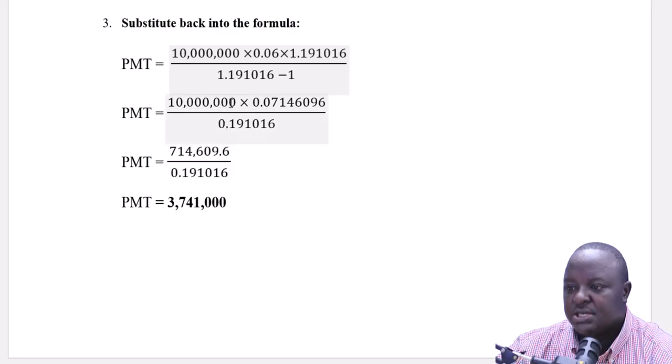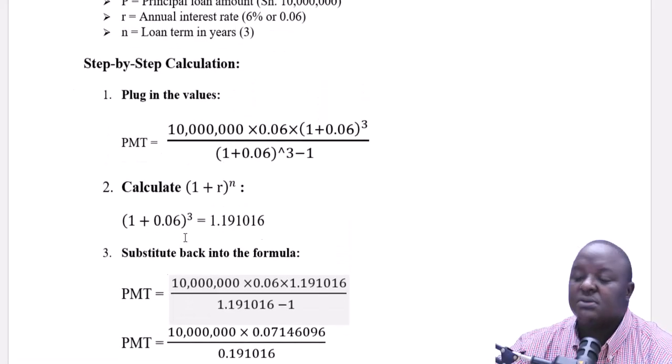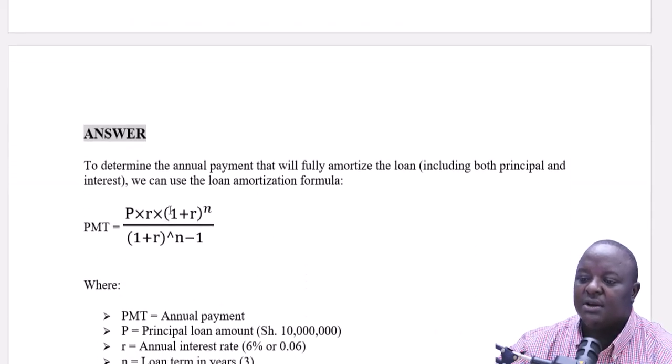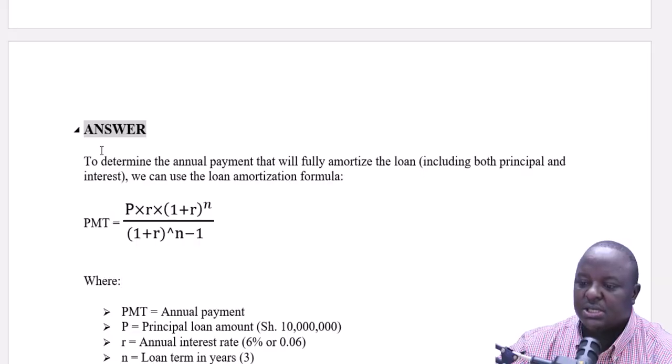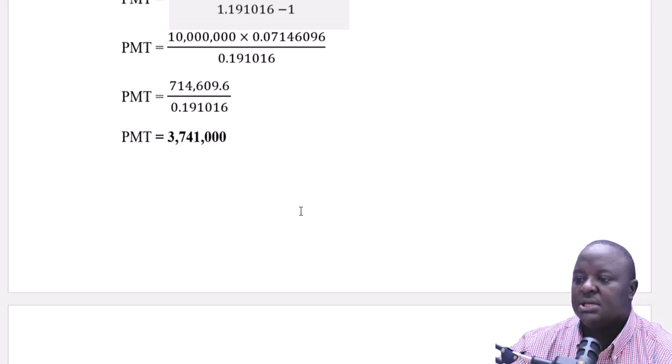So you'll get 10 million times 0.07. I had calculated it earlier, so you can follow up with me. 7,146,096 divided by 0.1, you will get that, and then the amortization amount will be 3,741,000. So the answer is A, 3,741,000. This is how we do the calculations to get to that answer.